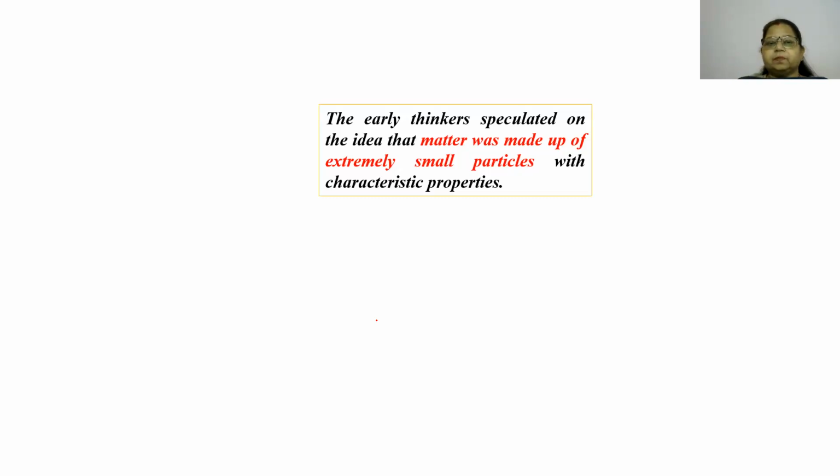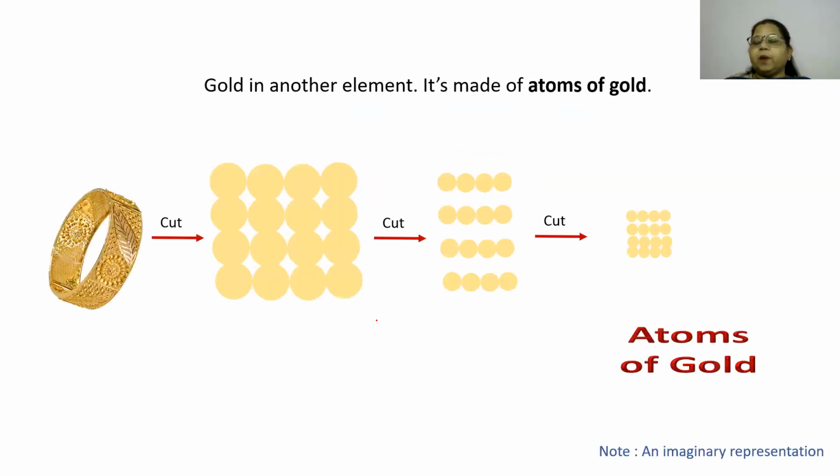Theosophus was one of them. So they started thinking that everything, including human beings, are made up of matter. Matter, we know, is something which has mass and occupies space. So they believed that it is made up of particles.